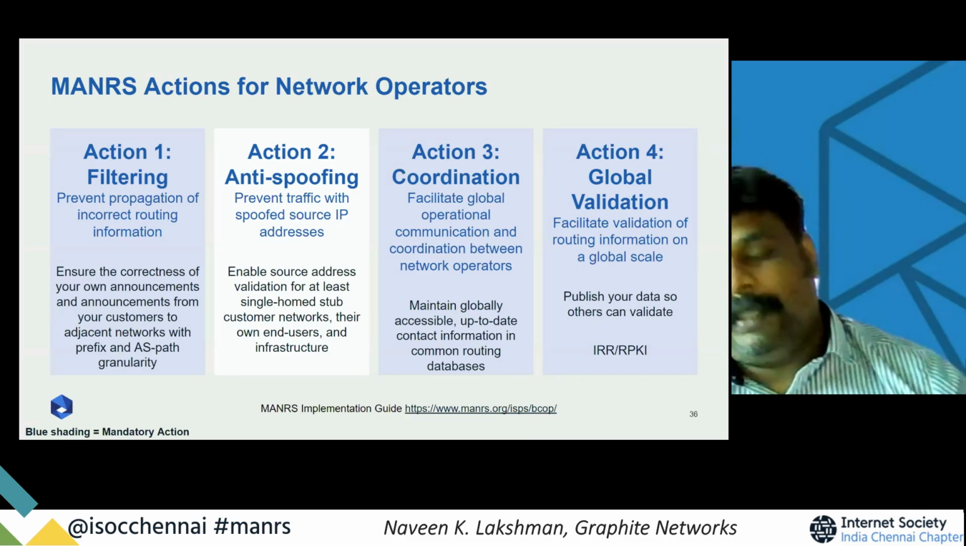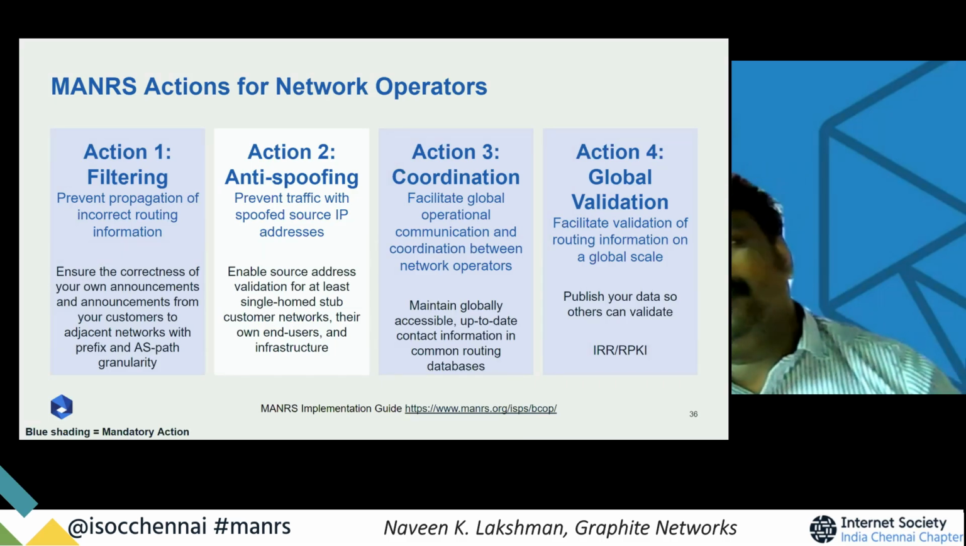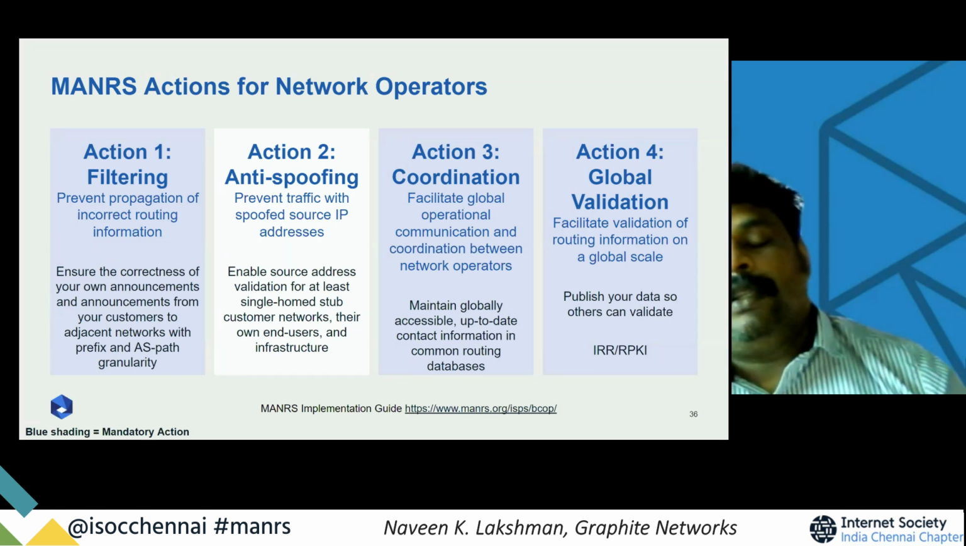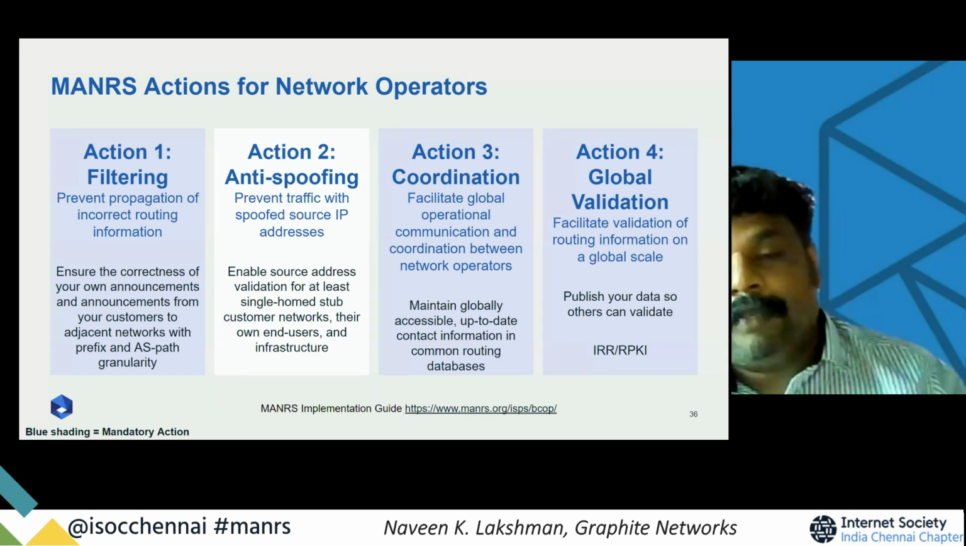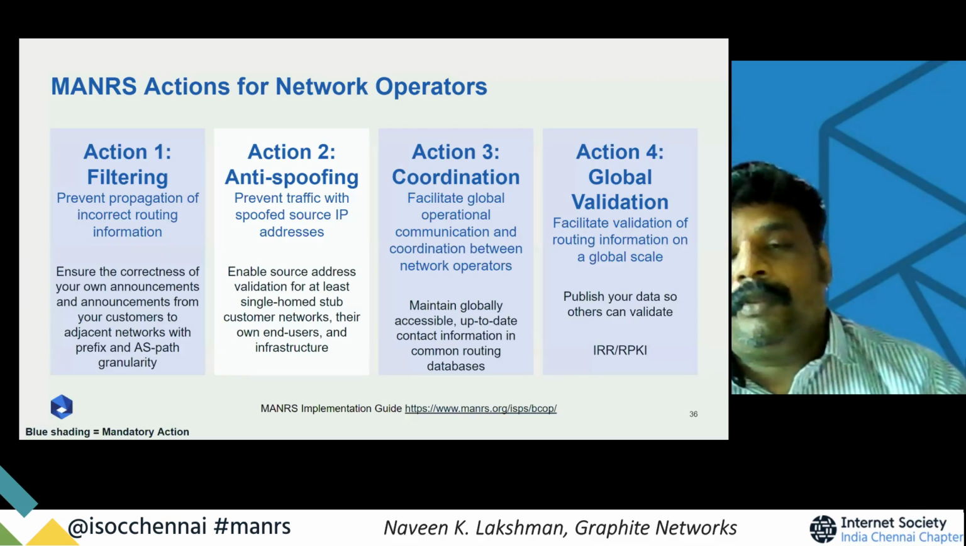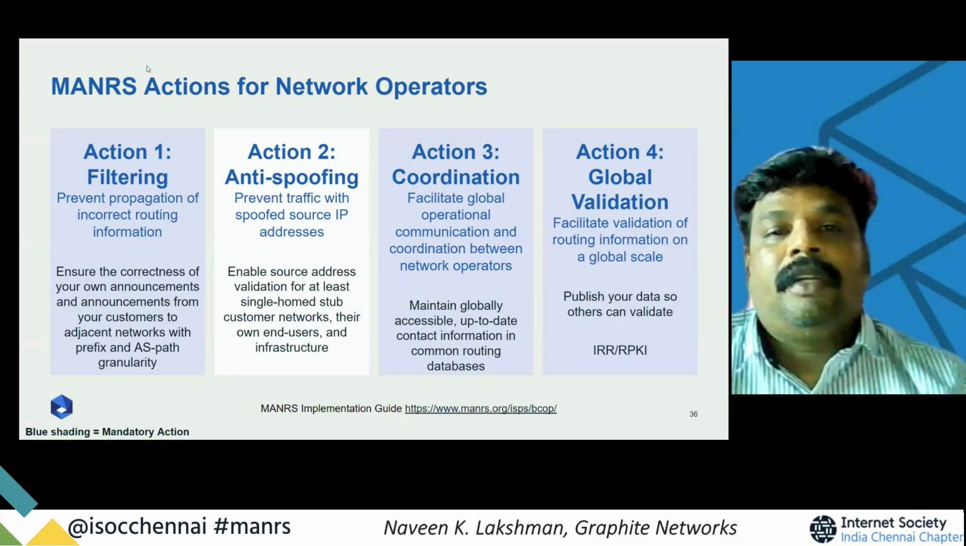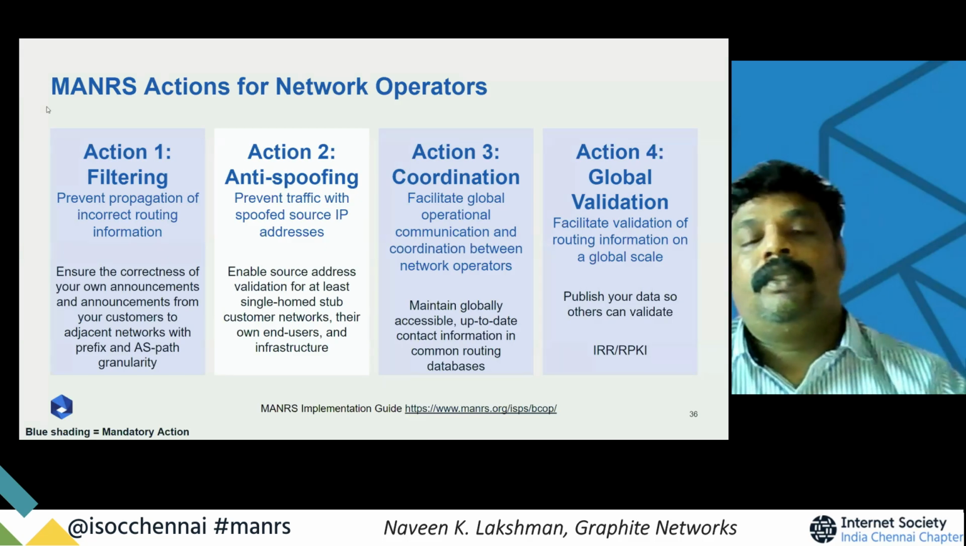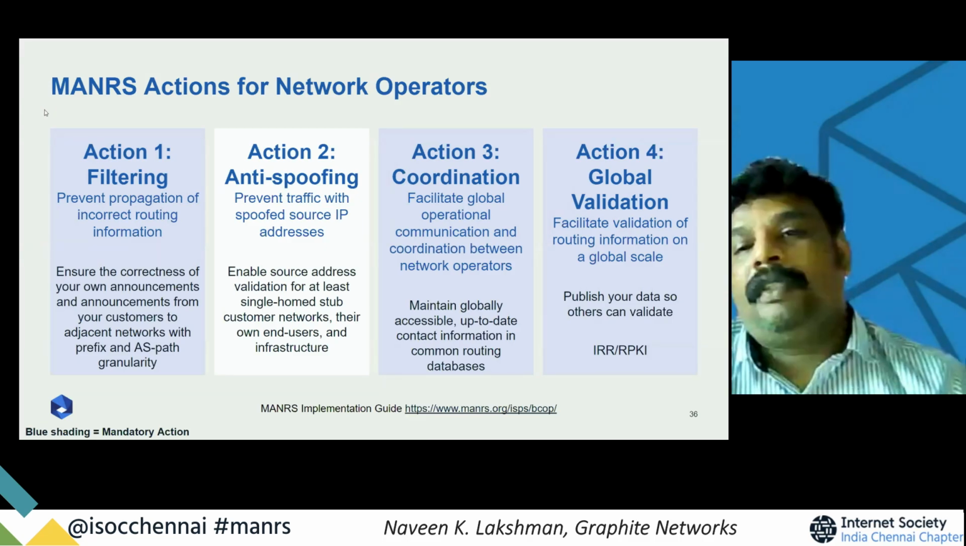And action 3 is global coordination, meaning that the network operator should have globally accessible contact information in the routing databases, so that if you are part of any routing incident, someone can reach out and tell you what the issue is and work together and start fixing it.